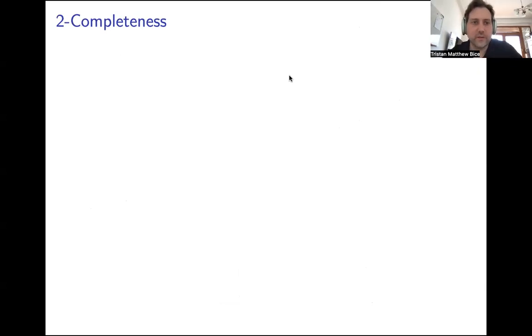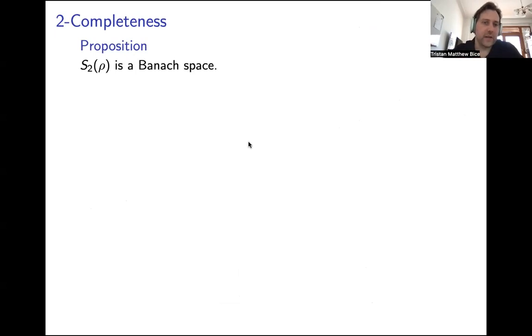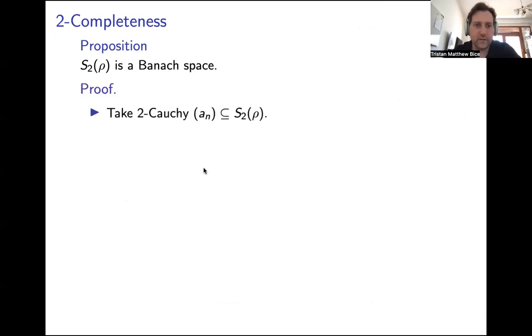Okay, what about 2 completeness? We claim that this is also true when we look at sections with finite 2 norm. They again form a Banach space. They are complete, but this time, of course, with respect to the 2 norm, not the infinity norm. The proof is not so hard, but let's do it. Let's take some 2 Cauchy sequence, so Cauchy with respect to the metric you get from the 2 norm.